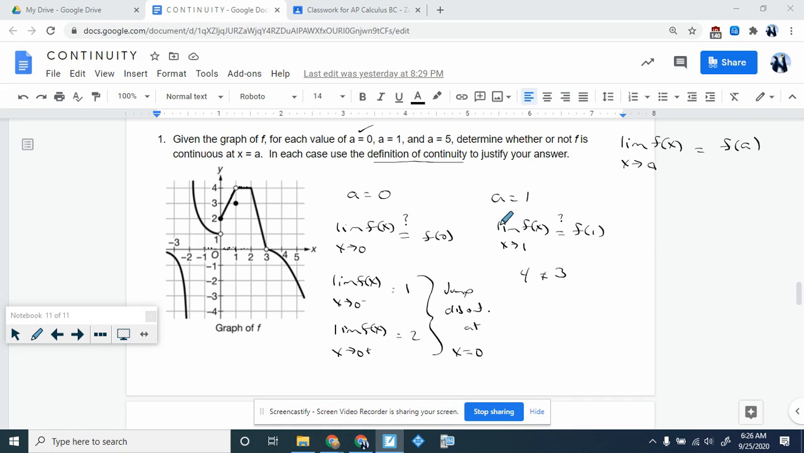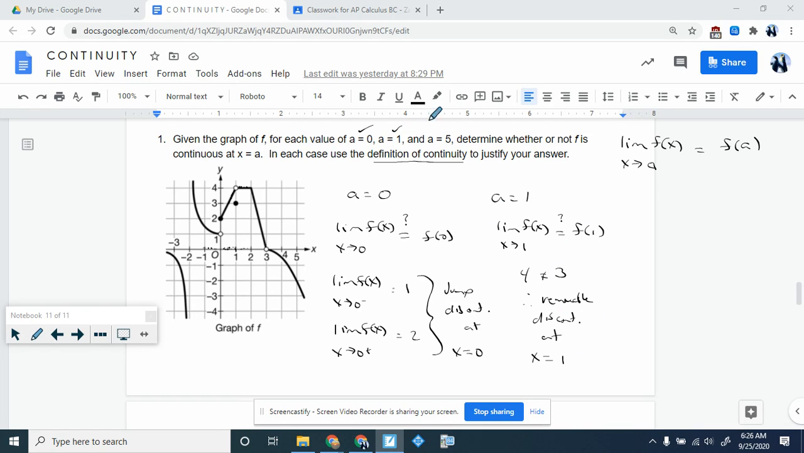Now what happens when the two-sided limit exists, happens to be 4, but it's not equal to the functional value? Well, that is the picture painted for a removable discontinuity, exactly what you're seeing here. So therefore, there is a removable discontinuity at x equals 1. Again, definition of continuity, paint the picture.